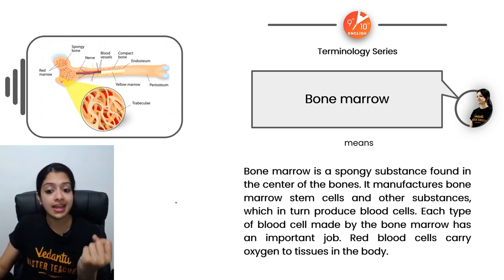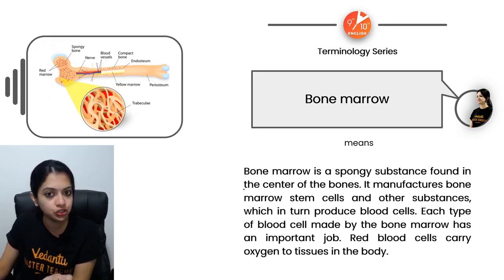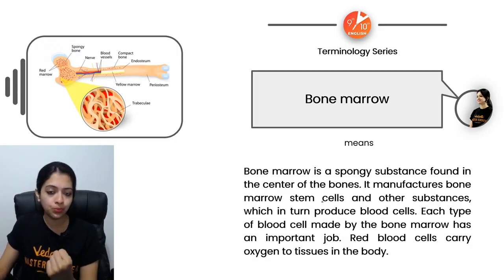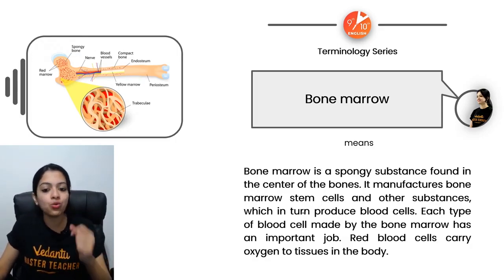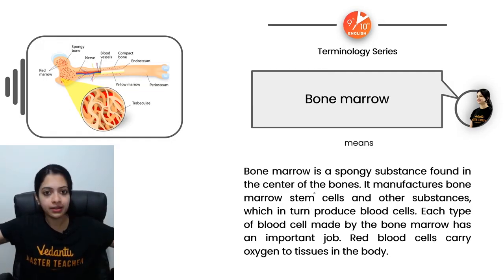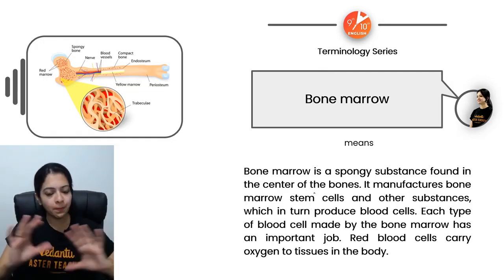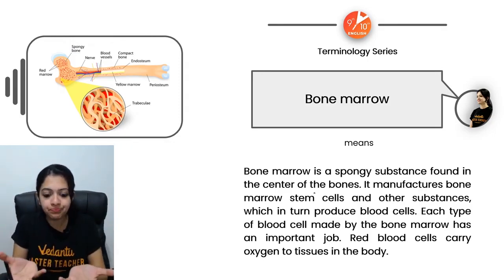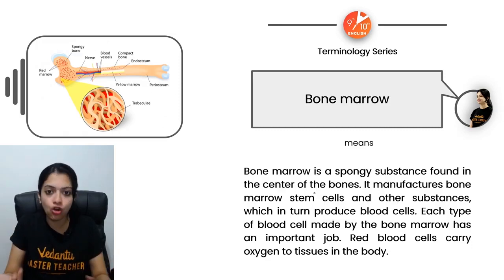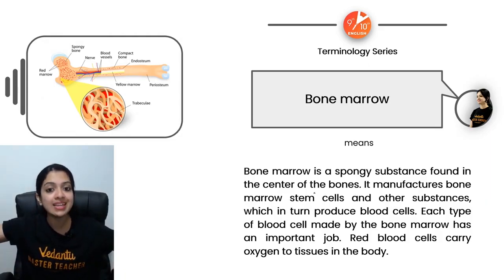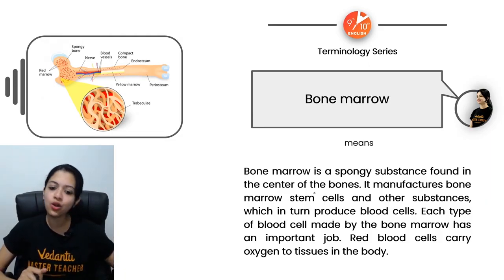Yes, it does. It's actually a spongy substance, a spongy tissue found within the center of the bones. We call it the bone marrow. So what is its function? Bone marrow is the site where a lot of stem cells are produced. Now, stem cells and various other substances in turn have the ability to produce blood cells. So basically, in short, we can say that bone marrow acts as the birthplace of many blood cells in our body, because they give rise to stem cells which further can differentiate and become many of the blood cells in our body, right?